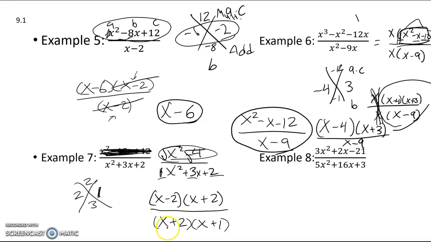And if I take a look, I see that I have x plus 2 and x plus 2 on the top and bottom here. So I'm going to cross those out, and I'm left with x minus 2 over x plus 1. I can't do anything further with that. Can't factor it any further. So that is what I'm left with.